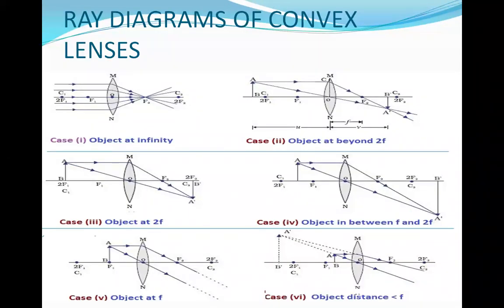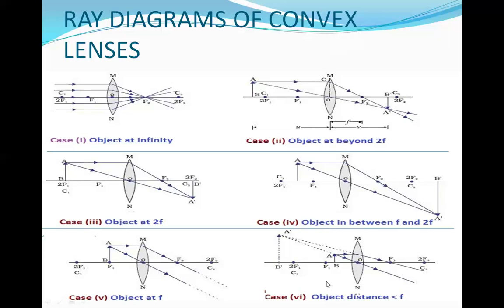So if we consider all the ray diagrams together, first we discussed the case when the object is at infinity. When the object is placed somewhere at infinity, the image is always formed at the focal point. Second case, when the object is at 2f, the image also forms at 2f. Third case, when the object is beyond 2f, the image is formed between f and 2f. Fourth case, when the object is between f and 2f, then the image is formed beyond 2f or outside 2f. Case 5, when the object is at f, we can say that no image is formed here.